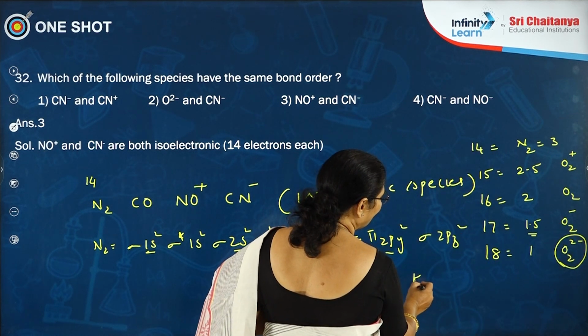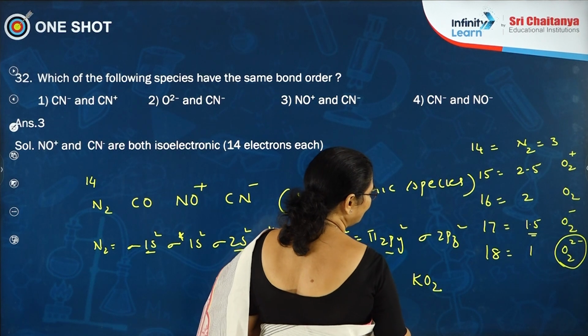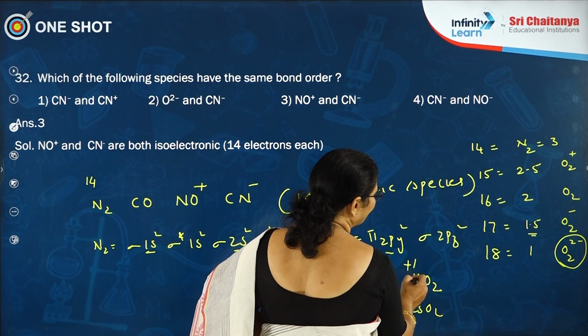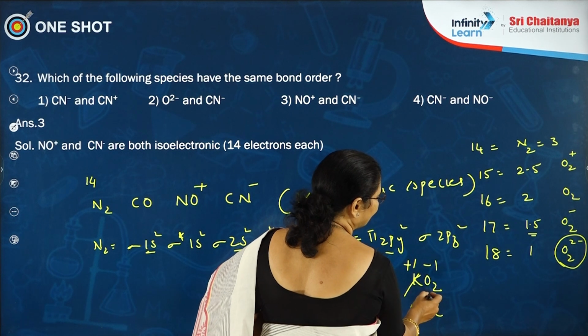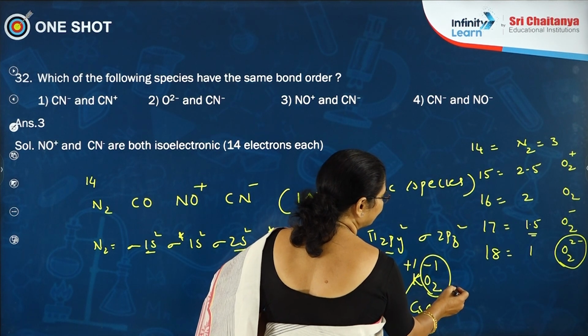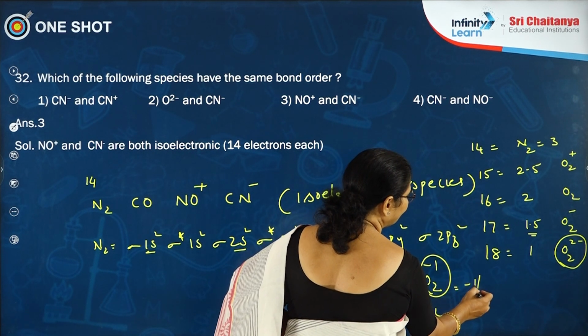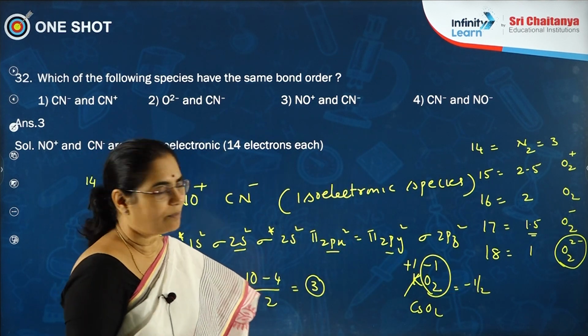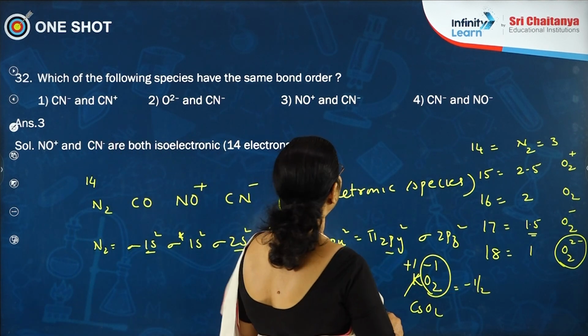You know KO2, potassium superoxide, CsO2. The cation carries plus 1, so this whole thing carries minus 1, minus 1 for 2 oxygens. So for 1 oxygen it is minus 1 by 2. So in superoxide the oxidation state of oxygen is minus 1 by 2. So this is about bond orders.